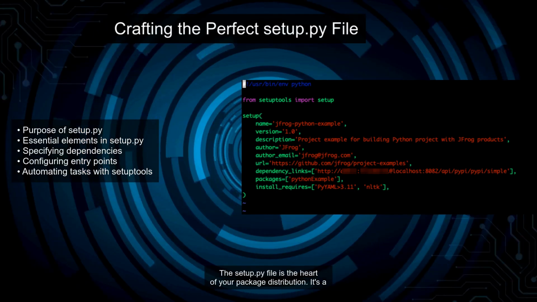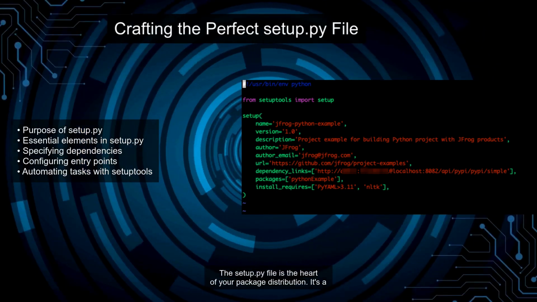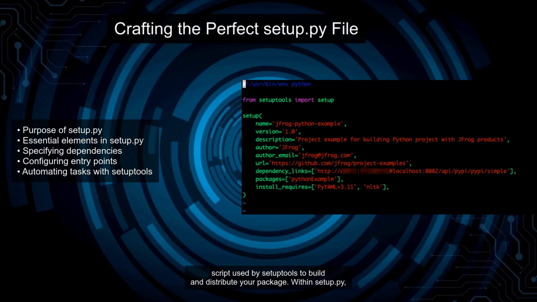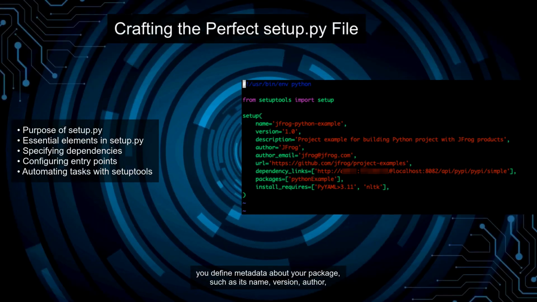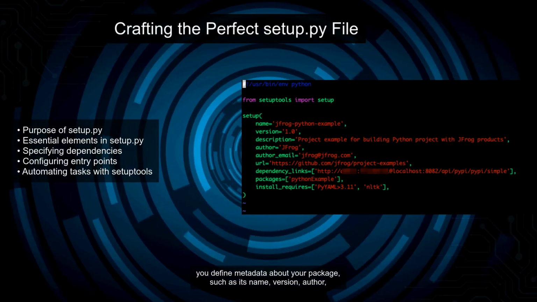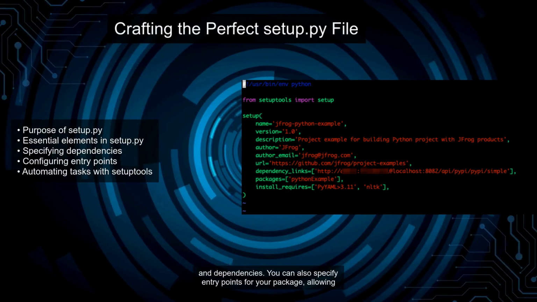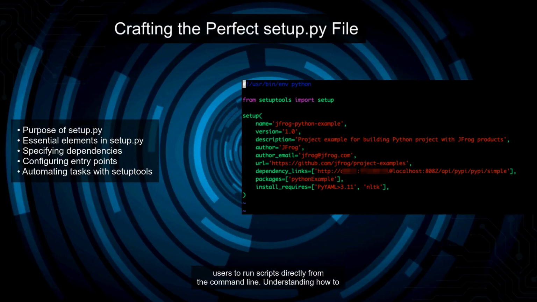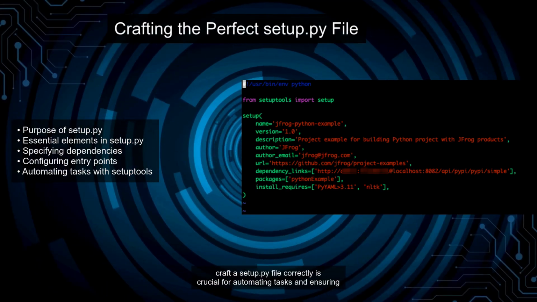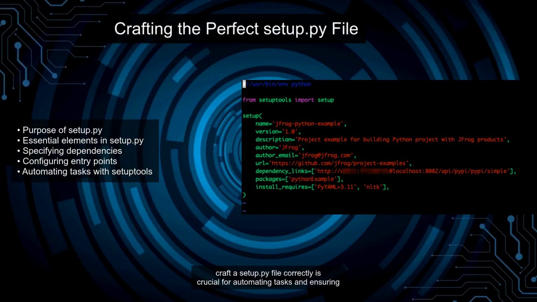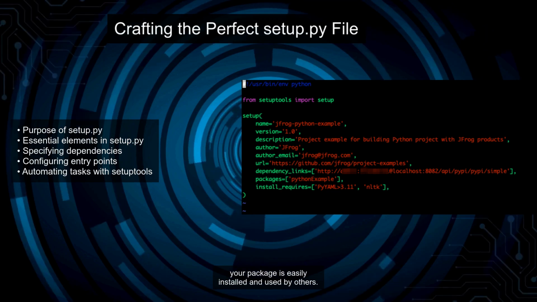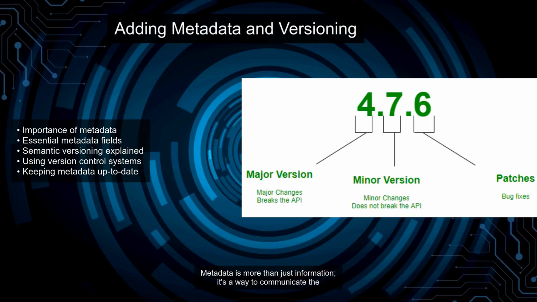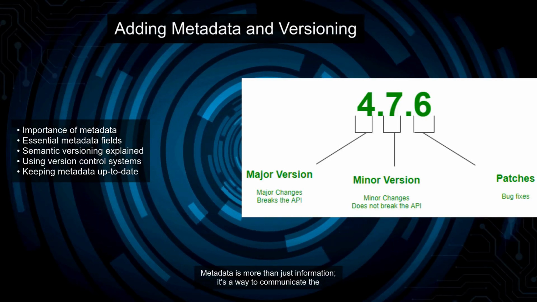The setup.py file is the heart of your package distribution. It's a script used by setuptools to build and distribute your package. Within setup.py, you define metadata about your package, such as its name, version, author, and dependencies. You can also specify entry points for your package, allowing users to run scripts directly from the command line. Understanding how to craft a setup.py file correctly is crucial for automating tasks and ensuring your package is easily installed and used by others.